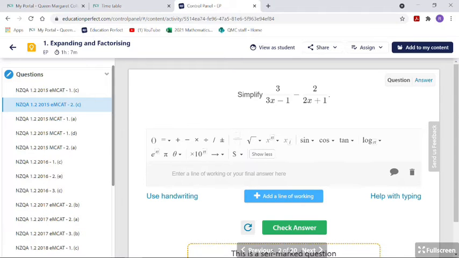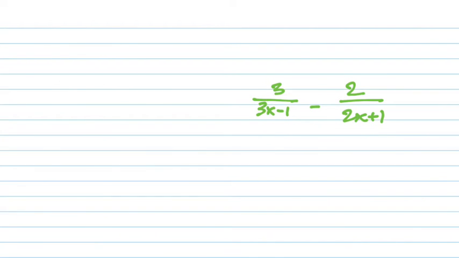Let's just look at this one. So here we go. We have our problem. It's 3 over 3x minus 1, minus 2 over 2x plus 1. I'm just writing it because I'm going to change it to notebook paper in a minute. So we're subtracting fractions. And actually, these are rational expressions because they have x's, unknowns, in them. So I need to find the LCD.